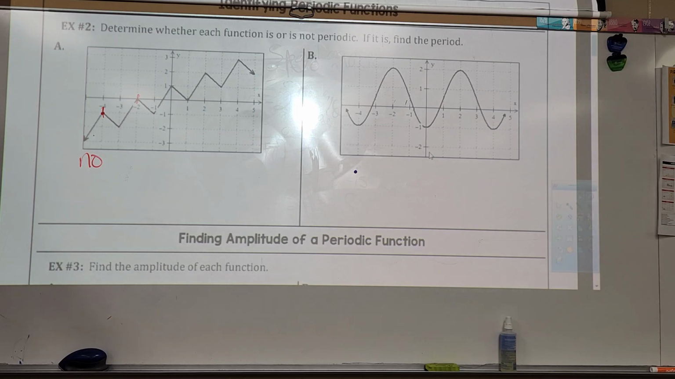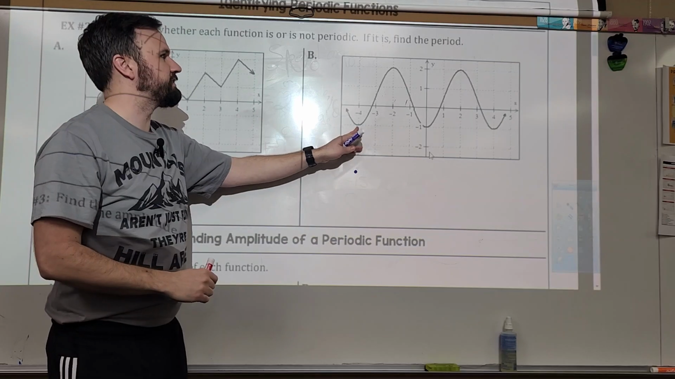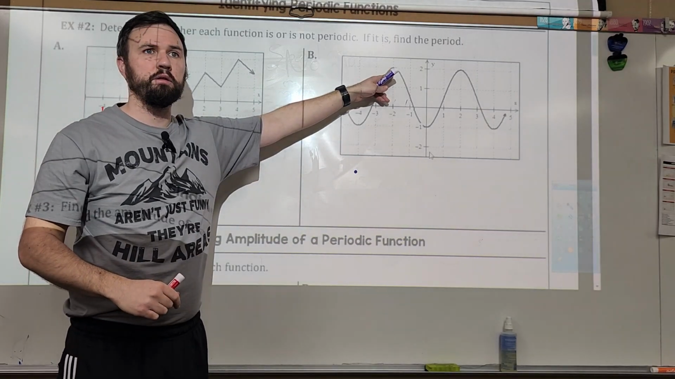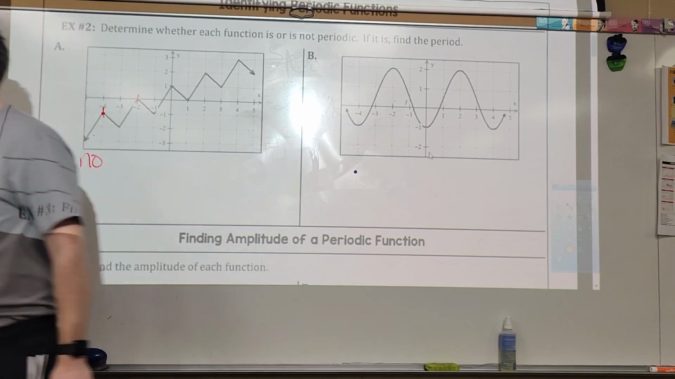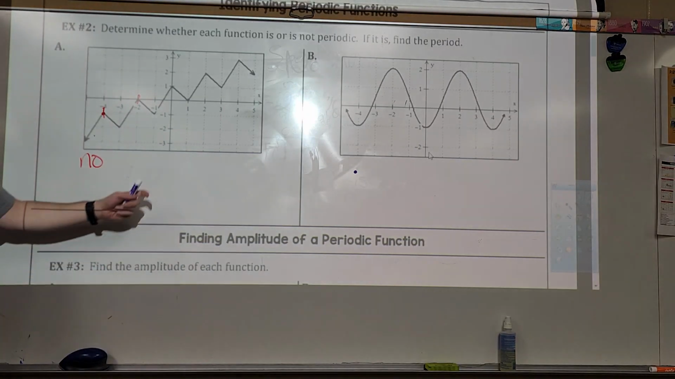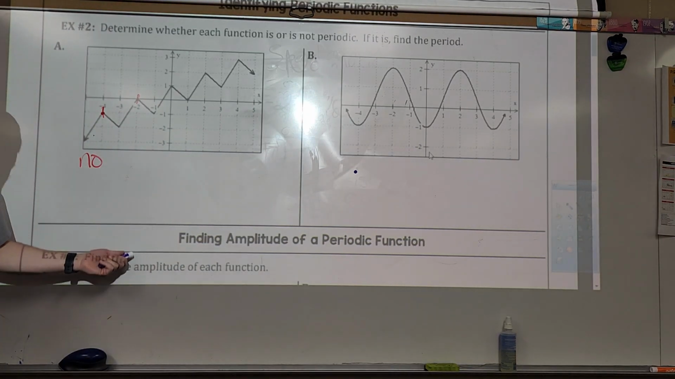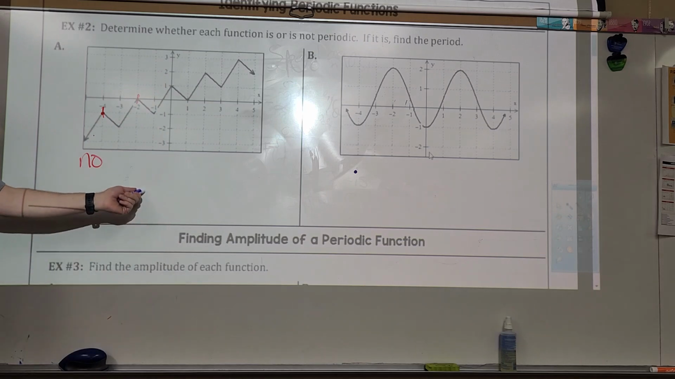Think about this. What's the range of a periodic function? It's limited, right? Does that make sense? Like the range of this is only between -1 and 2. It'll never get above 2 and it'll never get below -1. What's the range of this one? -infinity to infinity. So it doesn't repeat. It just acts like it does.